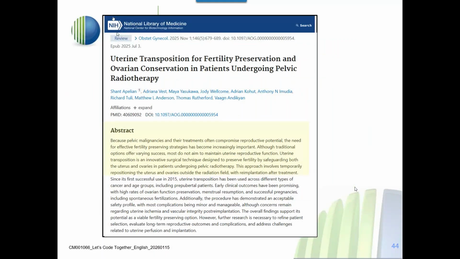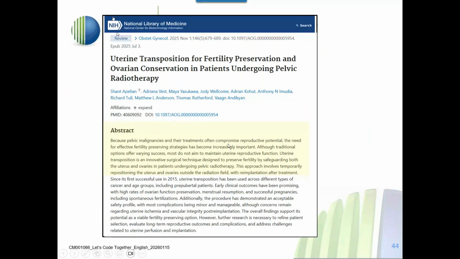What's interesting here, if you have a look, the reference for this is only 2025, only last year. Uterine transposition for fertility preservation and ovarian conservation in patients undergoing pelvic radiotherapy. So it's the same concept, but now, because pelvic malignancies and their treatments often compromise reproductive potential, the need for effective fertility preserving strategies has become increasingly important. So uterine transposition is an innovative surgical technique designed to preserve fertility by safeguarding both the uterus and ovaries in patients undergoing pelvic radiotherapy. The approach involves temporarily repositioning the uterus and ovaries outside the radiation field with reimplantation after treatment. Very interesting area, this.